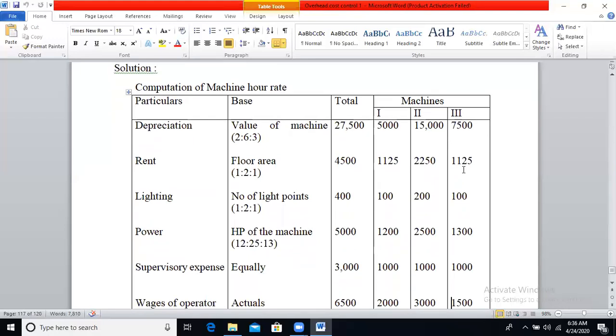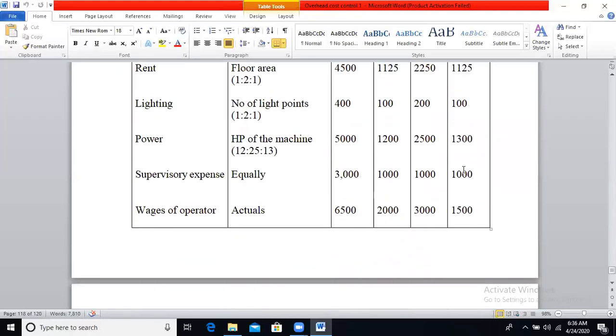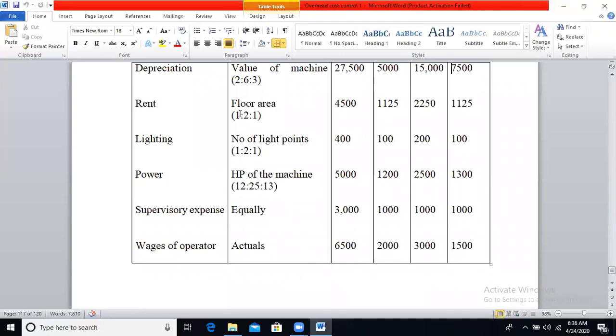And for the rent, we have considered floor area as the basis. The ratio we have calculated here is 1 is to 2 is to 1. The total value of rent is 4,500. For machine 1, 4,500 into 1 divided by 4, you will get 1,125. And for machine 2, 4,500 into 2 divided by 4, you will get 2,250. And for machine 3, 4,500 into 1 divided by 4, you will get 1,125.